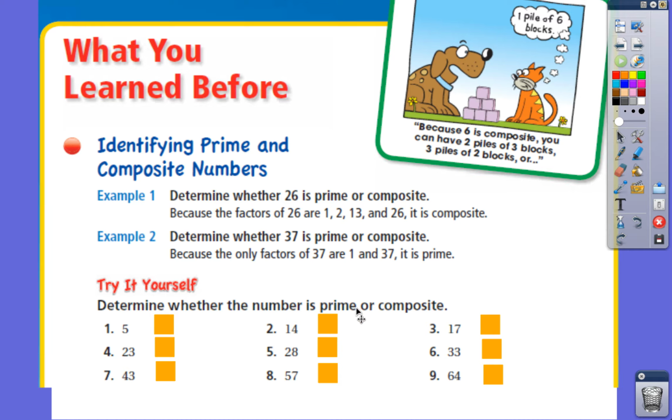Okay, now it asks you to try it yourself. I'm going to ask you to take a look at problems 1 through 9, and on your paper simply write P for prime or C for composite. After you've worked out these 9 problems and written down the answers, please restart the video and see if you are correct.